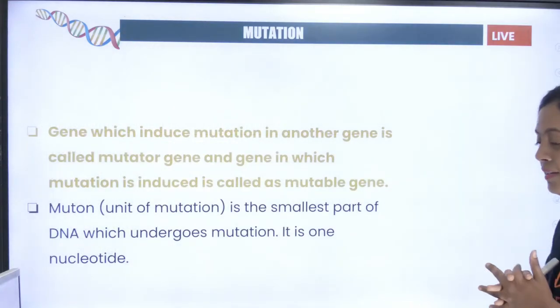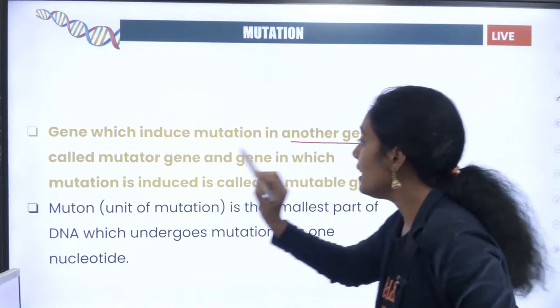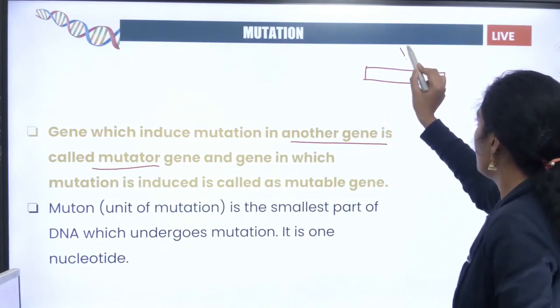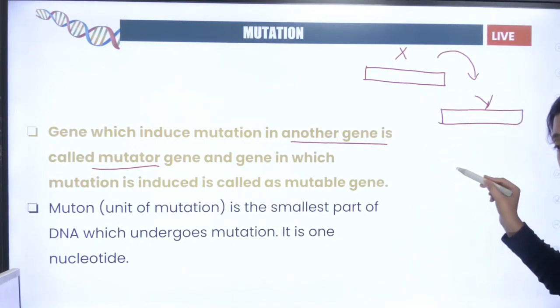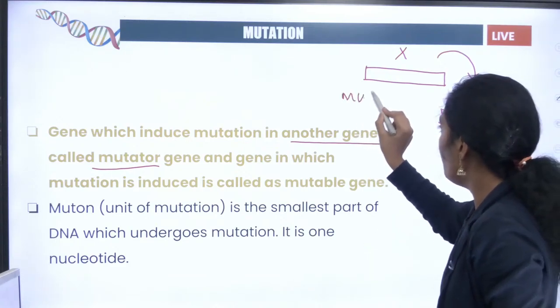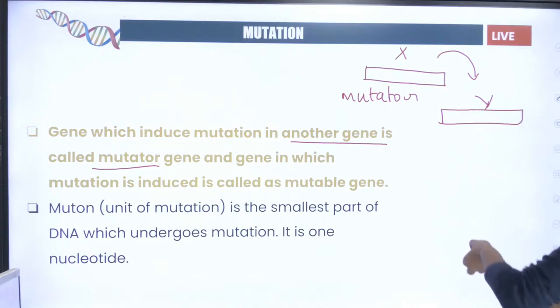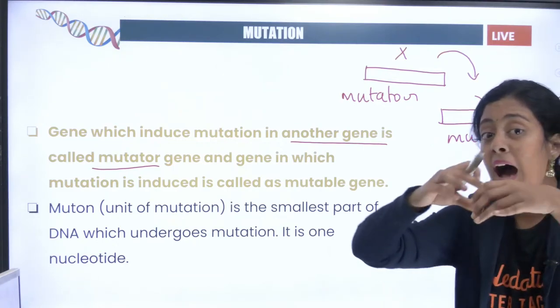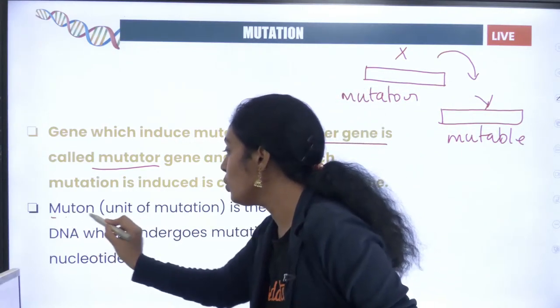Shall we continue, students? A gene which induces mutation in another gene is called a mutator. See, this is gene X, and this is gene Y. X is inducing mutation on Y, so we call X the mutator. And the gene which is getting mutated is called the mutable gene. Mutator gene, mutable gene. And the part of my DNA which undergoes mutation is called a muton.